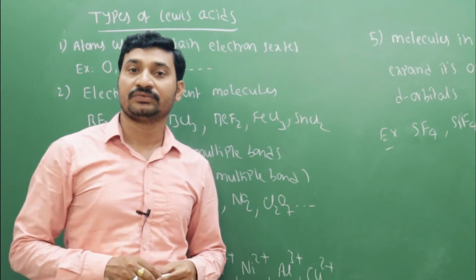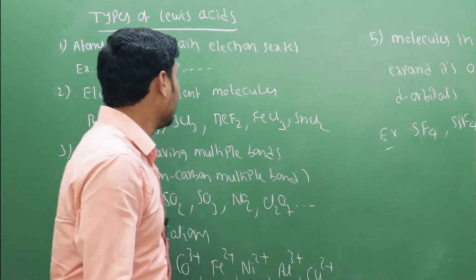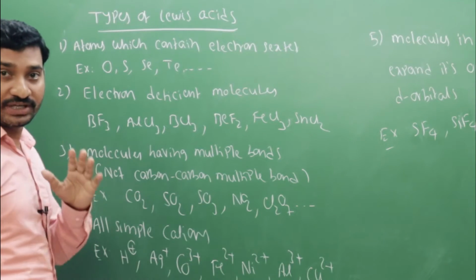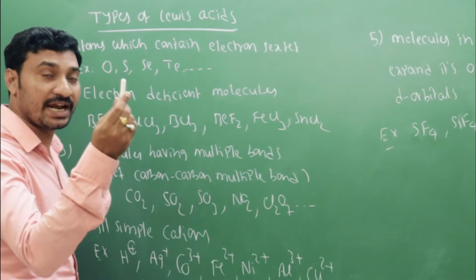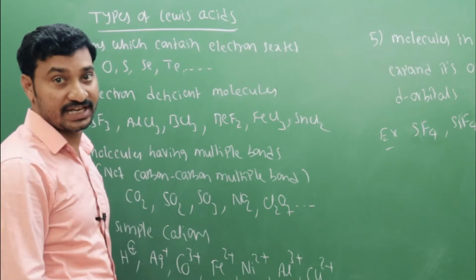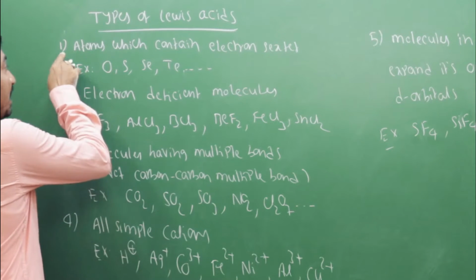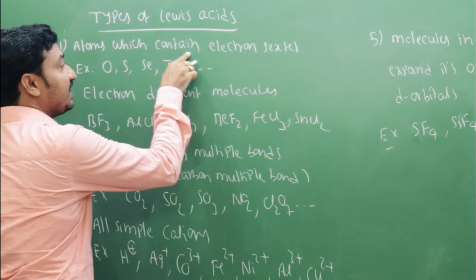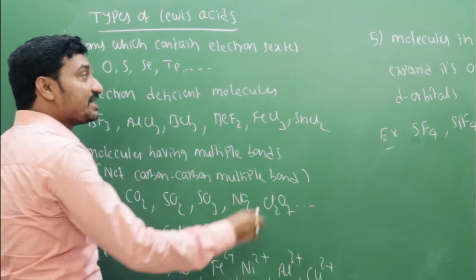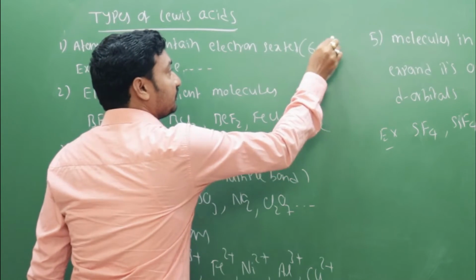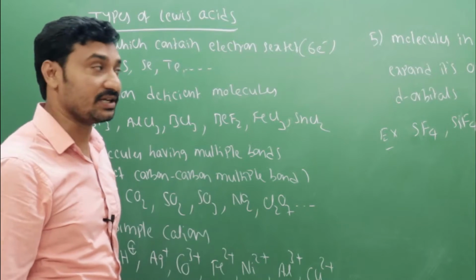Okay. Next one, we are going to discuss types of Lewis acids. There are different types of Lewis acids. Already we discussed the definition of Lewis acid: an electron pair acceptor is a Lewis acid. So there are different types of Lewis acids. First one, atoms which contain an electron sextet. Electron sextet is nothing but 6 electrons in the valency shell. How many electrons in the valency shell? 6 electrons in the valency shell.